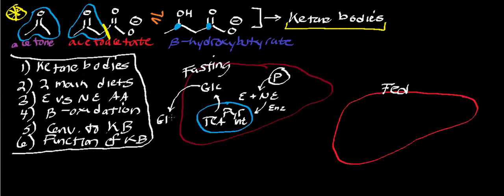So now the glucose is in the blood, and it goes to serve peripheral tissues. Okay, this process right here, this is called gluconeogenesis. The process of protein getting degraded to the essentials and non-essentials, that's the process of proteolysis. Okay, the lysis of proteins.